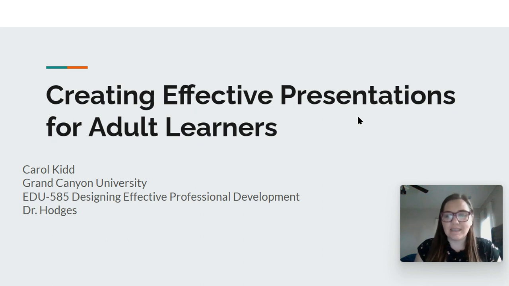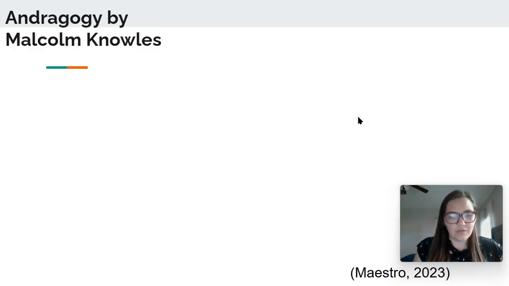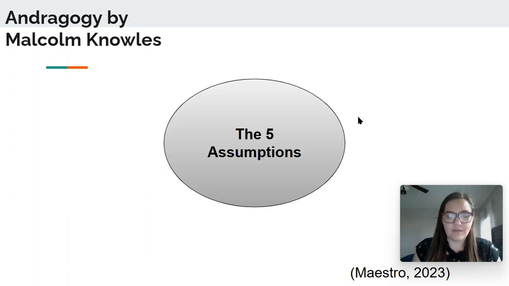Today I'm going to discuss how to create effective presentations for adult learners. In order to understand how to do this, it is important that we understand the concept of andragogy, the theory of how adults learn. This was developed by Malcolm Knowles, a famous educator who made 4 initial assumptions about adult learners. And then in 1984, he added a 5th assumption.